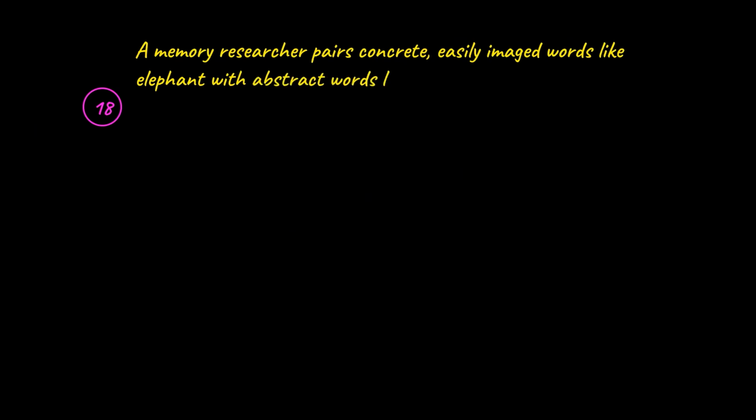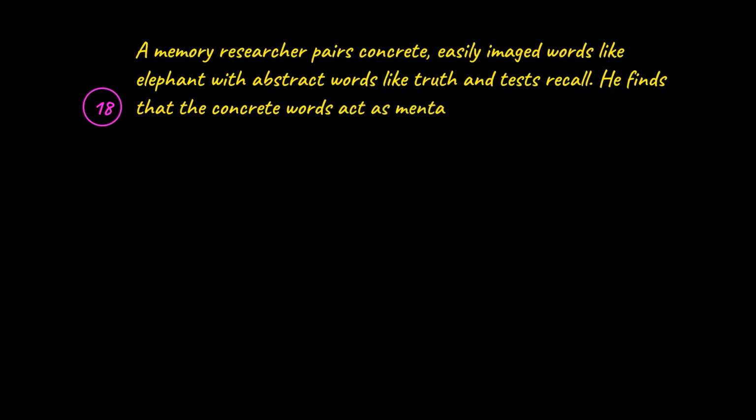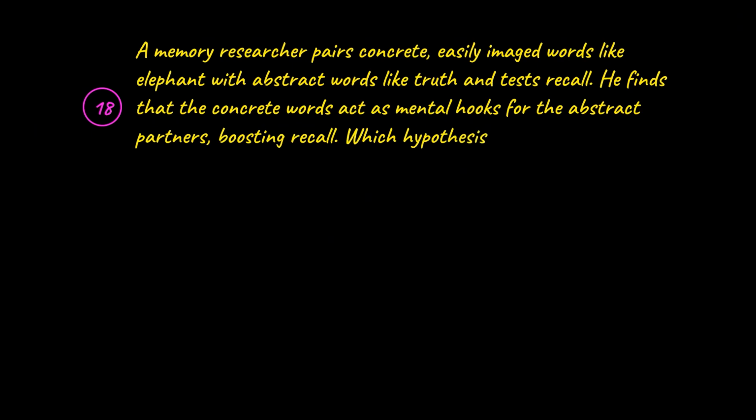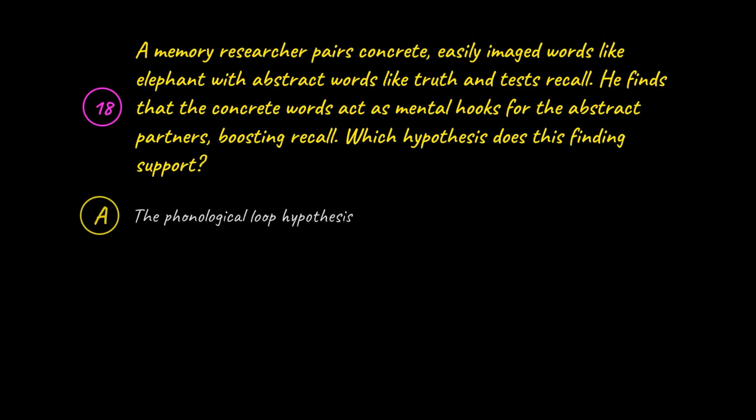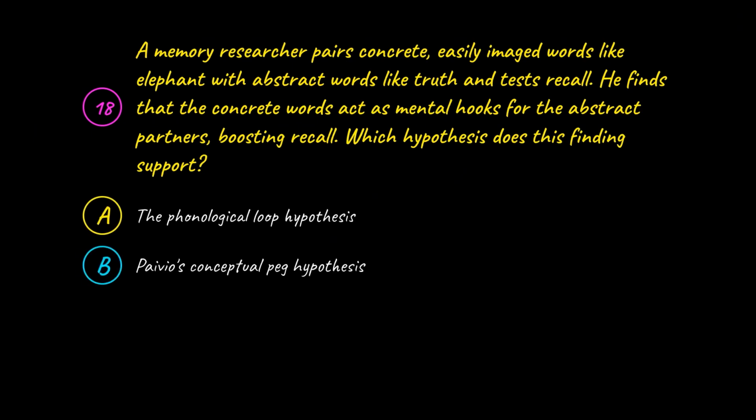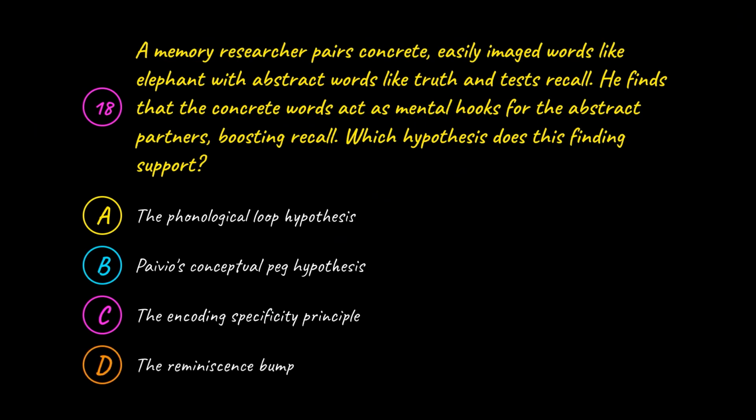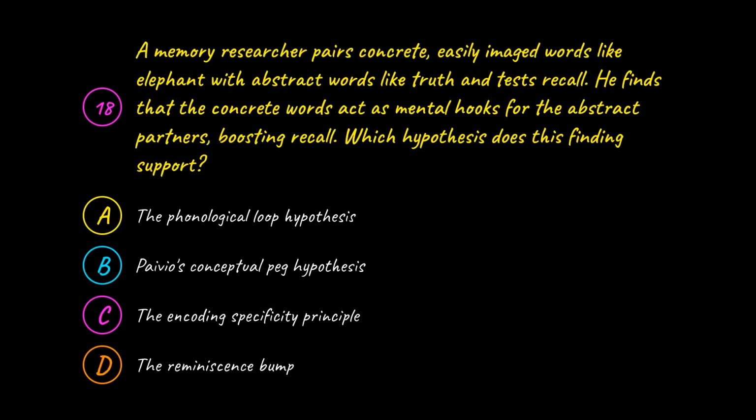Question 18. A memory researcher pairs concrete, easily imaged words like elephant with abstract words like truth and tests recall. He finds that the concrete words act as mental hooks for the abstract partners, boosting recall. Which hypothesis does this finding support? Your options are A. The phonological loop hypothesis, B. Pavio's conceptual peg hypothesis, C. The encoding specificity principle, D. The reminiscence bump. Take a second. Which answer would you pick?